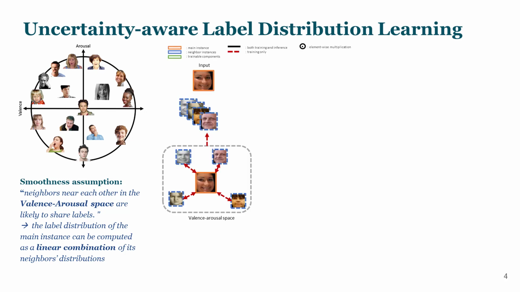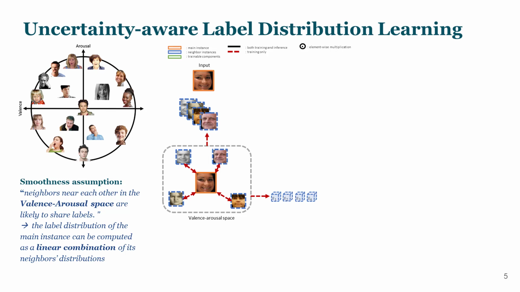We first used the k-nearest neighbor algorithm to identify neighbors for each main instance. We also utilized the valence arousal value to calculate a local similarity score between each neighbor and the main instance, where a higher similarity score indicates that the emotions of these two are more similar.